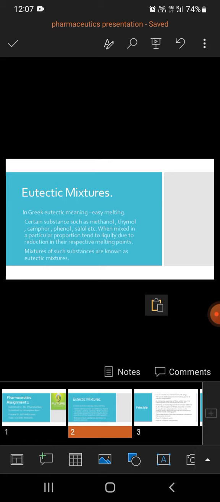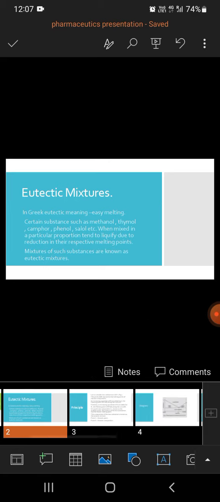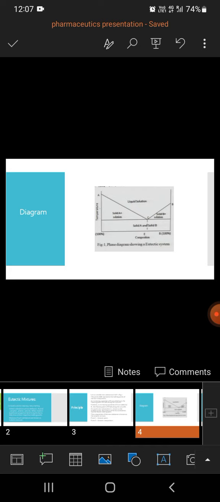Mixtures of such substances are known as eutectic mixtures. As you can see in the figure, the diagram. Now let's talk about what a eutectic mixture is.